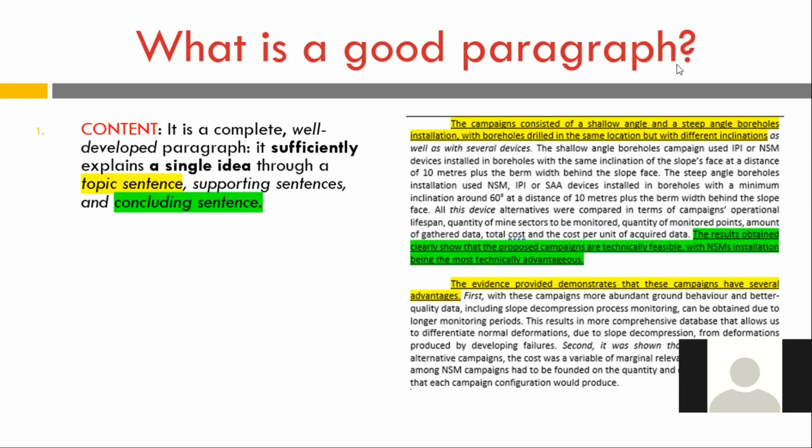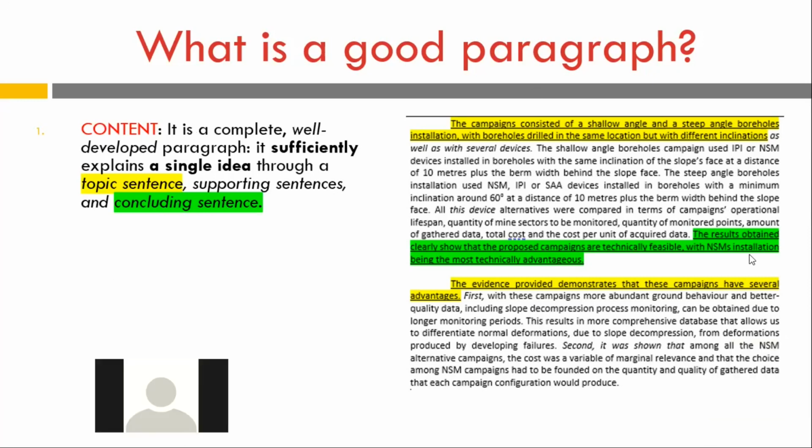So, in this example, focus please on the first paragraph only. Según esto, it has to be complete and well developed. Veamos primero, let's see if it has a good topic sentence. La voy leyendo. The campaigns consisted of a shallow angle and a steep angle boreholes installation, with boreholes drilled in the same location but with different inclinations, as well as with several devices. For me, this is a topic sentence. Yeah, it will be about how this process was developed, with what equipment, yeah, and all the details.